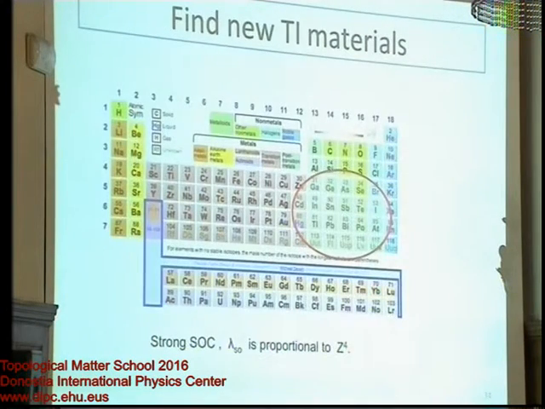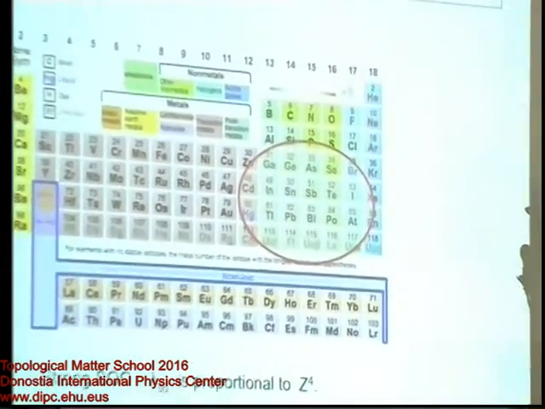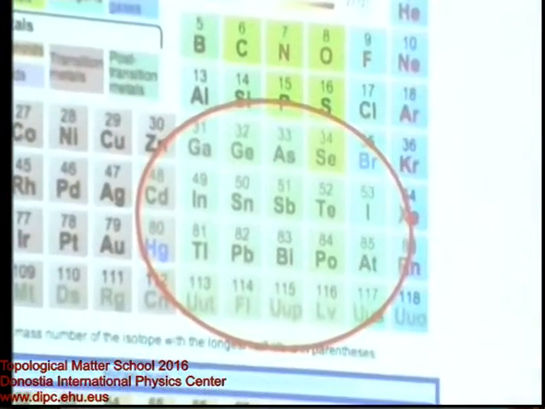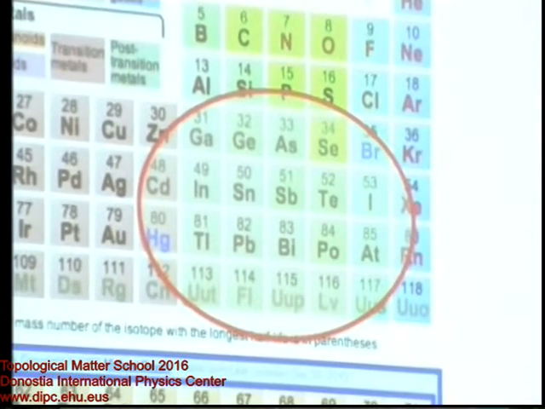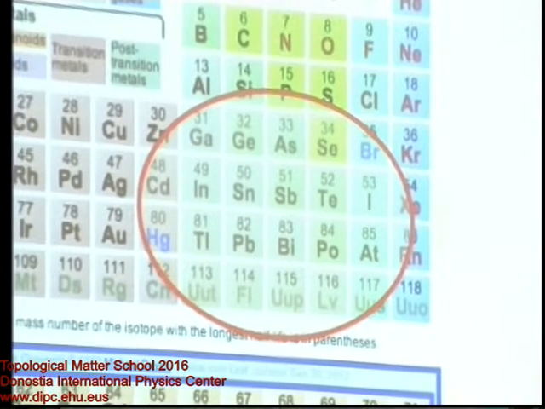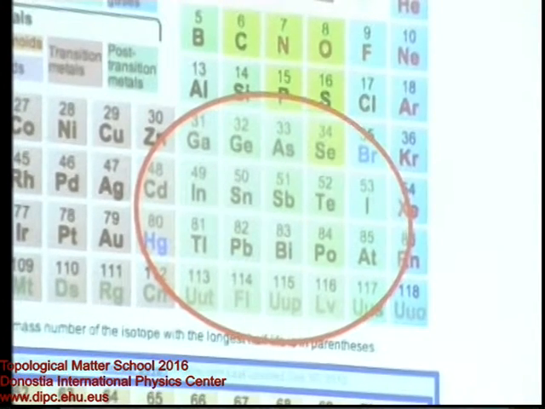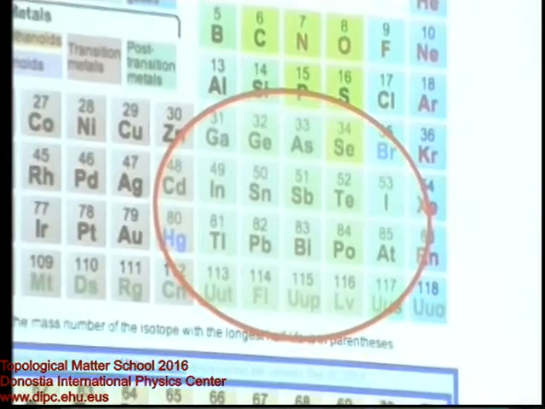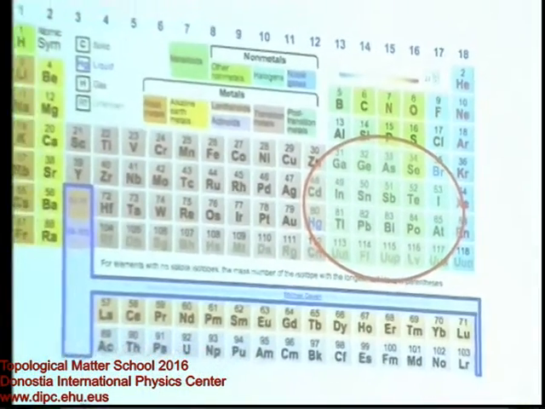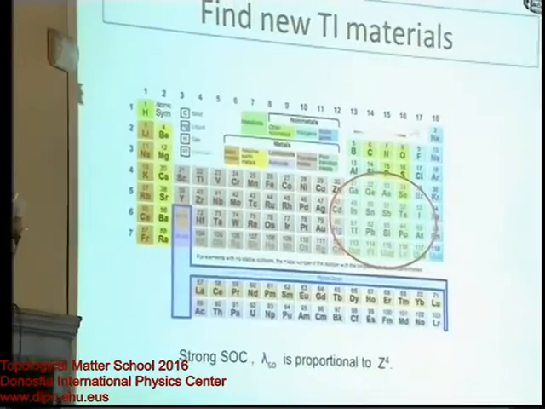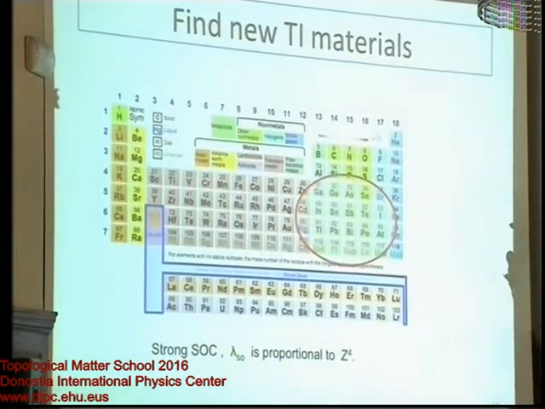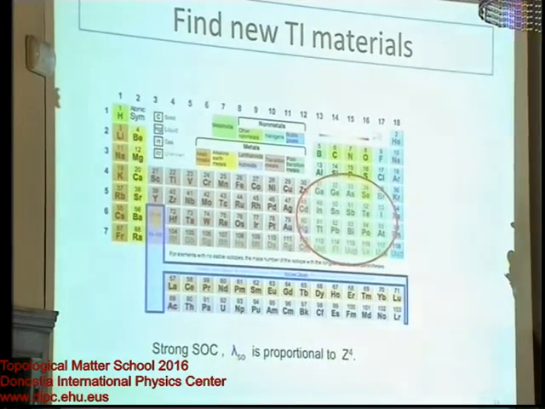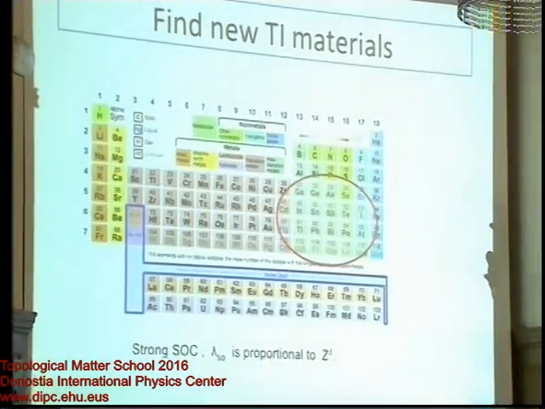And so far, there are many materials. Actually, the materials are mainly located in this corner of the periodic table. The reason is quite simple: these elements are heavy, so they have stronger spin-orbit coupling. And I said this lambda is proportional to Z^4 or Z squared. For example, bismuth, tellurium, selenium, mercury, and there are also many others.